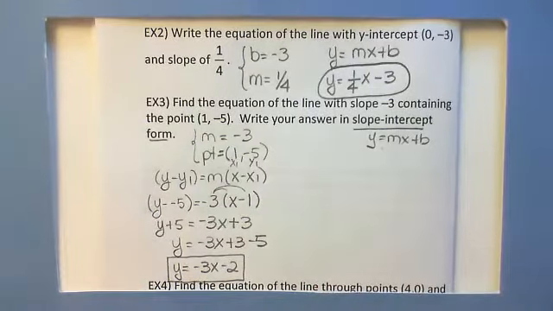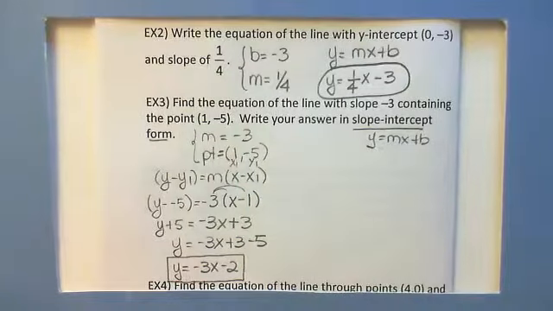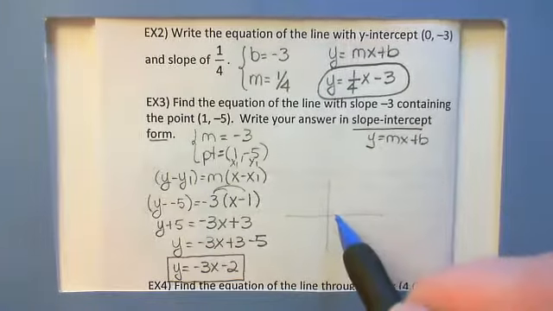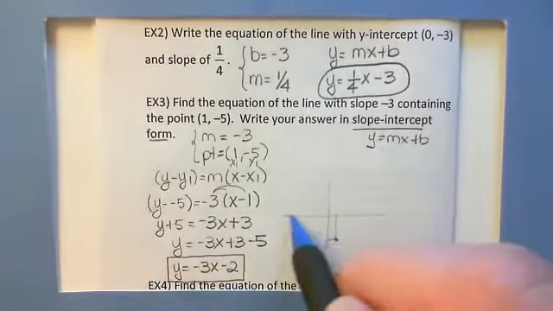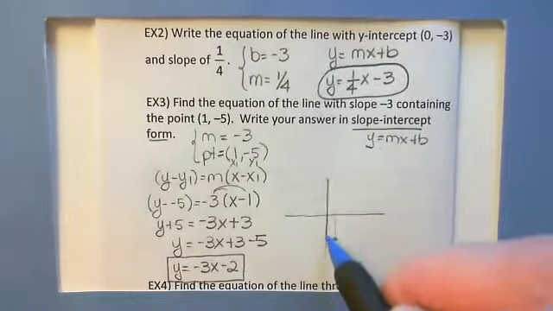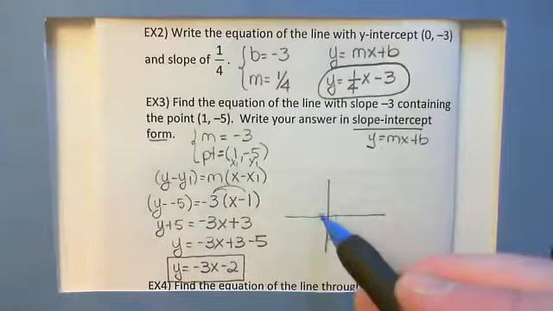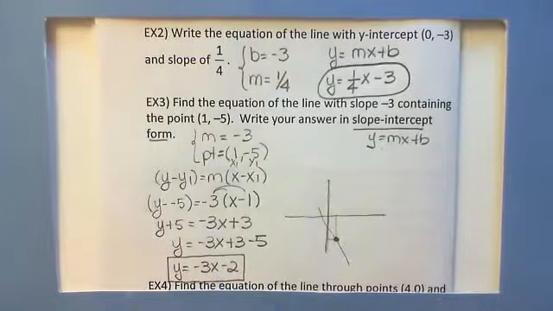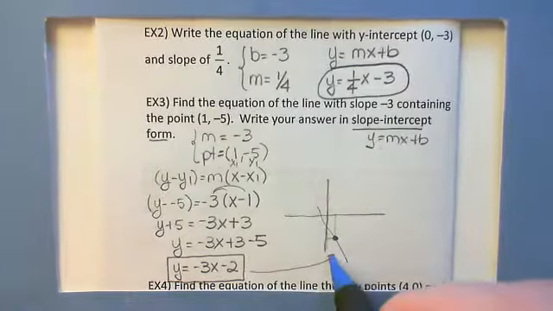Okay? Alright. So we wrote the equation of the line that goes through that point. Basically, here's the point (1, negative 5). So we're just doing a little sketch over here. There's the point right there, and what we did is come up with the equation of the line that goes through here and has a slope of negative 3. And that's basically what this equation means. That's the equation of the line that goes through this point and has a slope of negative 3.